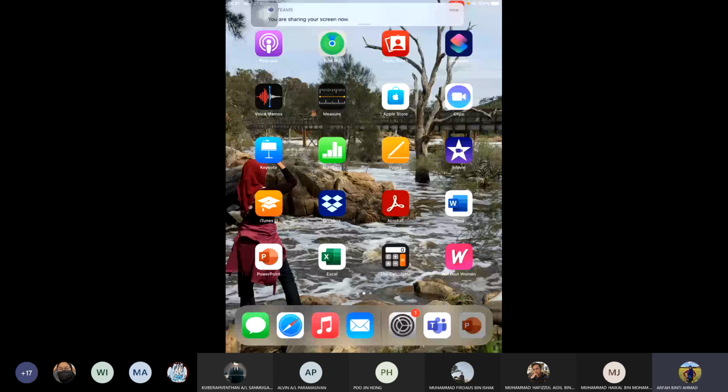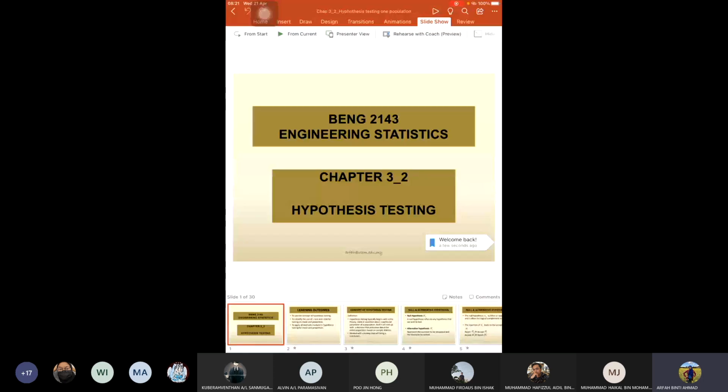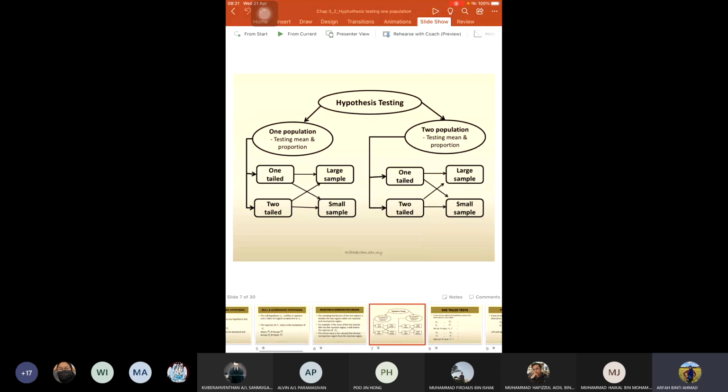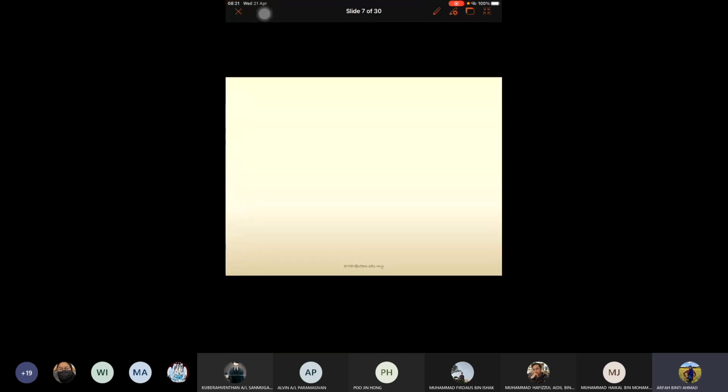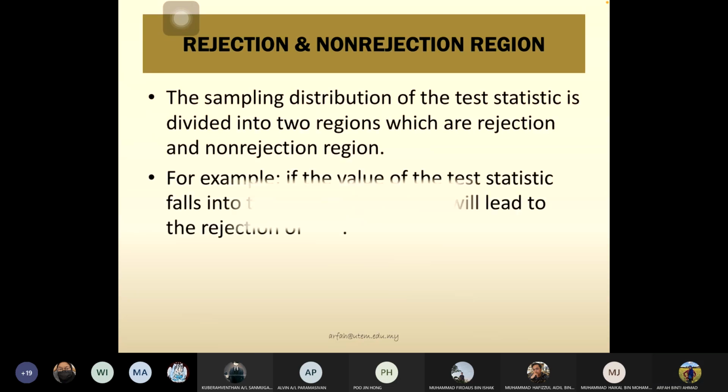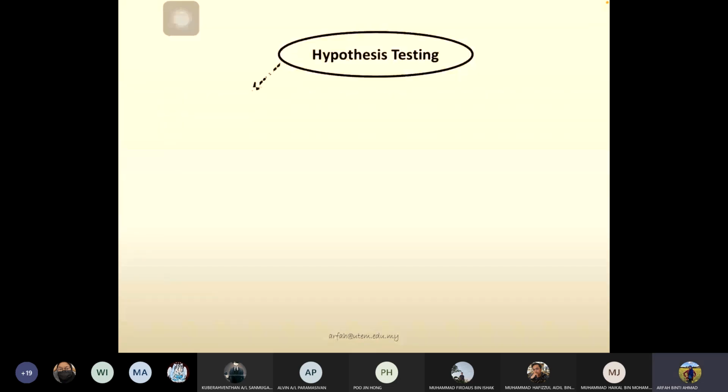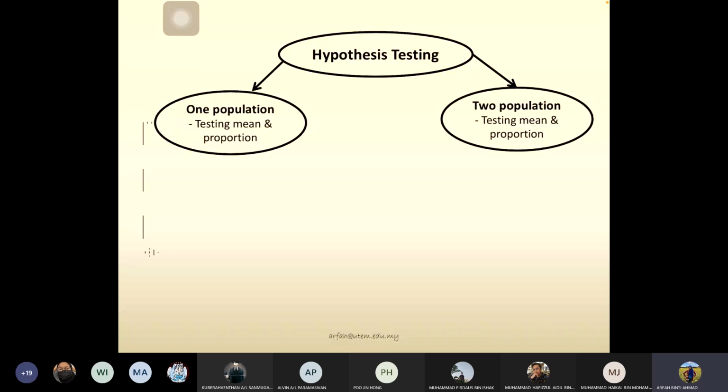Okay, sebelum ni kita dah tengok berkaitan dengan hypothesis testing. We have gone through this chapter, how you are going to run the hypothesis testing. We have hypothesis testing for one population. Okay. So yang ini yang kita dah cover. So this one is the thing that we have covered, hypothesis testing for one population.